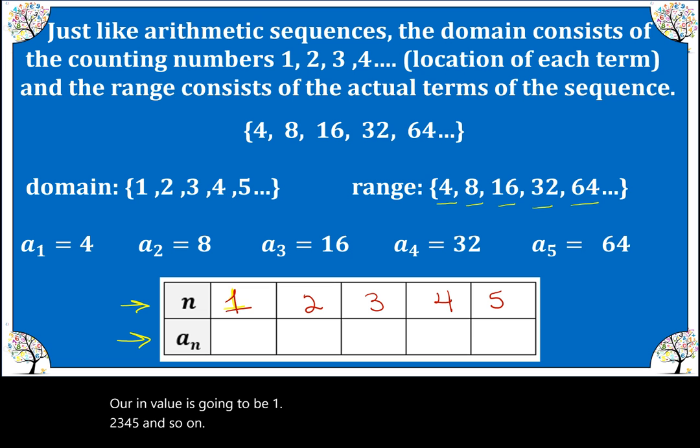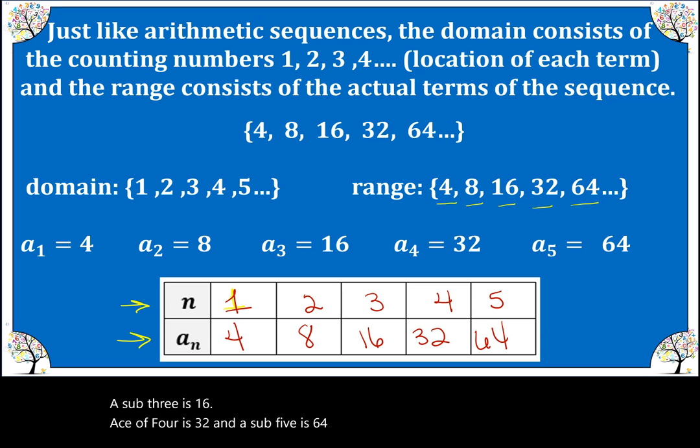In this example, our first position number is 4. Our second number is 8. A sub 3 is 16. A sub 4 is 32. And A sub 5 is 64. So here's our function table that we could graph.